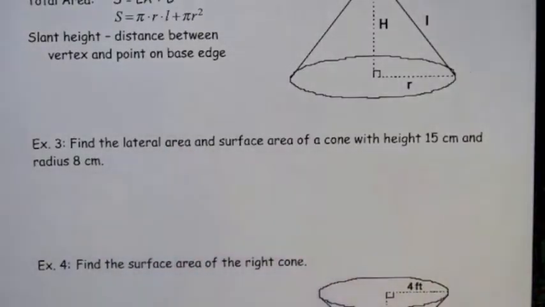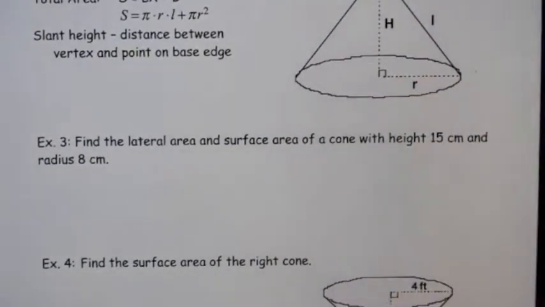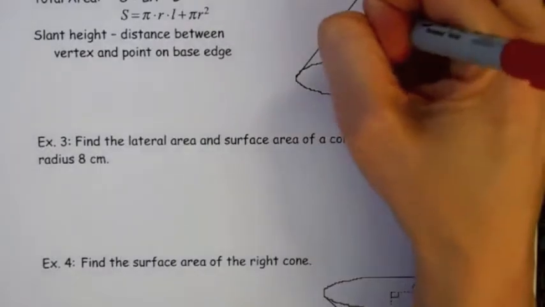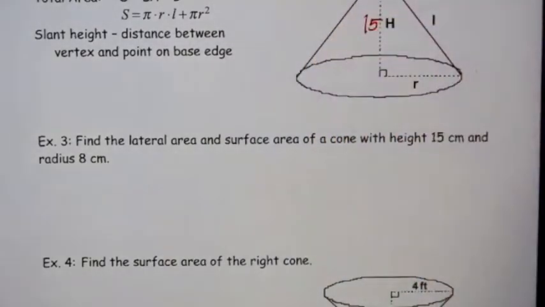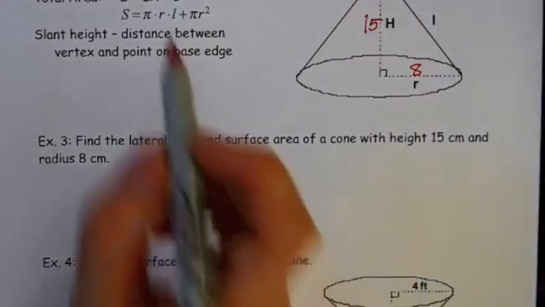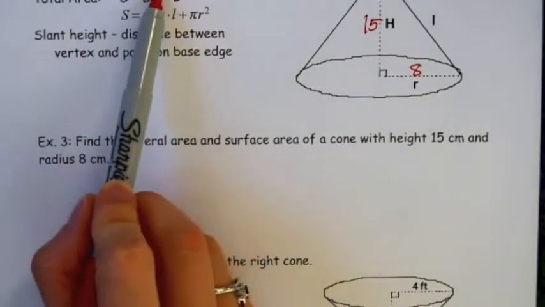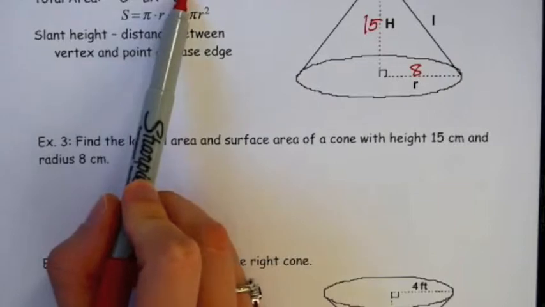Find the lateral area and the surface area of a cone with height 15 centimeters and radius 8 centimeters. I'm going to go ahead and label this diagram that's up here. So my height is 15 centimeters and my radius is 8. Alright, to find the lateral area, it's pi times my radius times my slant height.